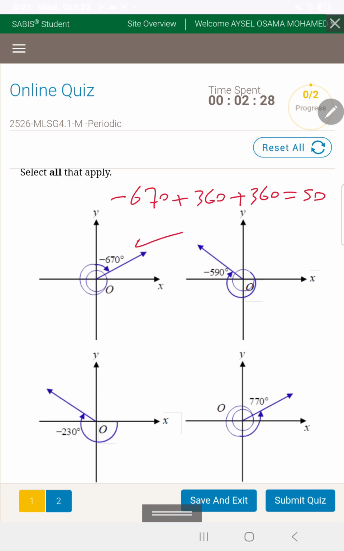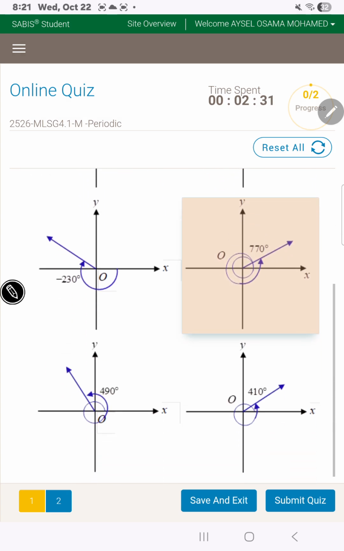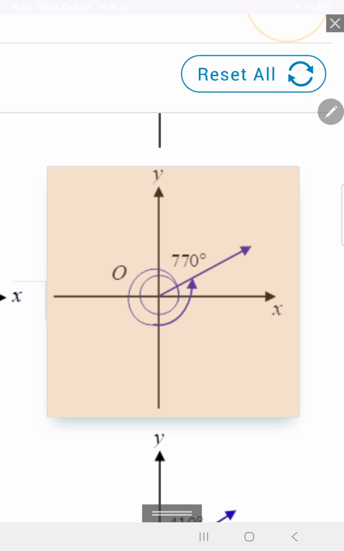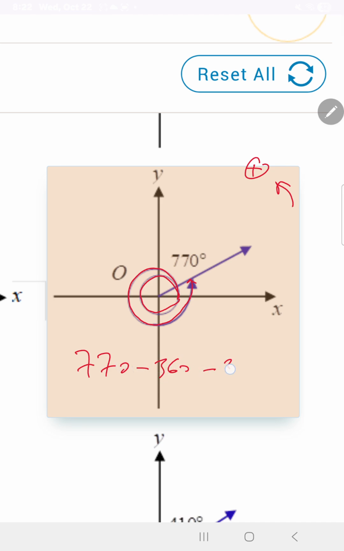Now let's come to this option here and see. Here you are moving in the opposite direction, which means in the positive direction, which is the anti-clockwise direction. So the anti-clockwise direction is the positive direction. If you start from here, that's the first rotation, 360 plus 360 till here plus 50, you get 770. This means I have to subtract 360 and then 360 one more time to get 50. So this is also 50.